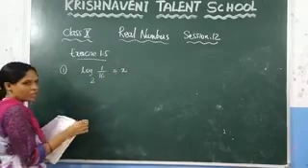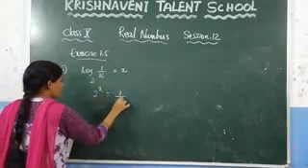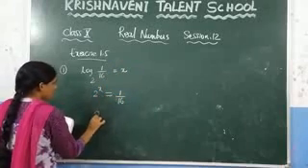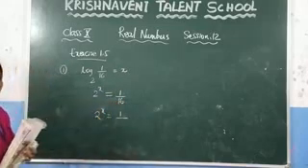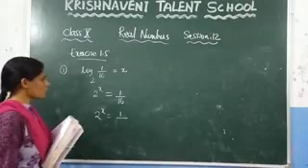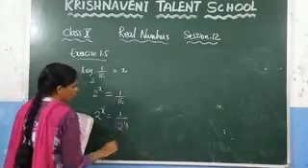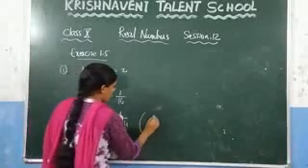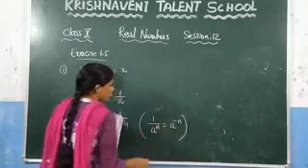So we can write this one as 2 power x is equal to 1 by 16. You can write 16 as 2 power 4, because 2 into 2 is 4, 4 into 2 is 8, 8 into 2 is 16. So we can write it as 2 power 4. And you know that 1 by a power n is nothing but a power minus n.